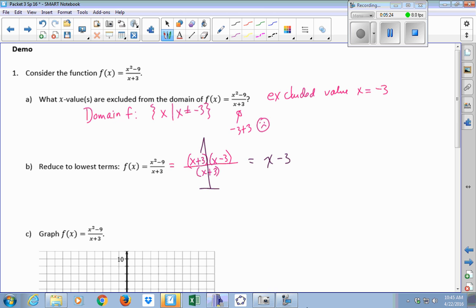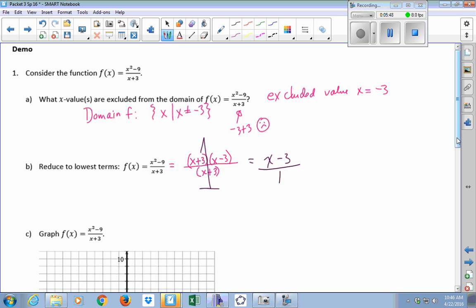Well, x minus 3 is sitting over 1, so there's nothing in that denominator that's going to cause you any problem. However, don't forget, this comes from this fraction, so x still can't be negative 3. Even though you could put negative 3 in here, it's not part of the domain. So what do you do with that?